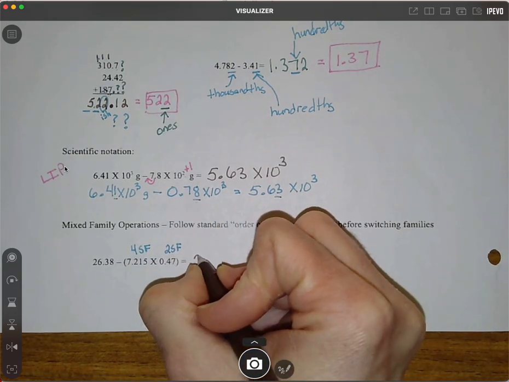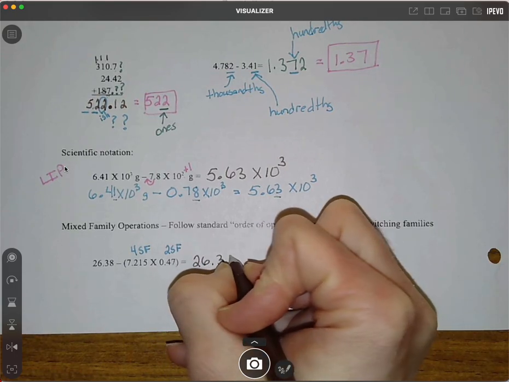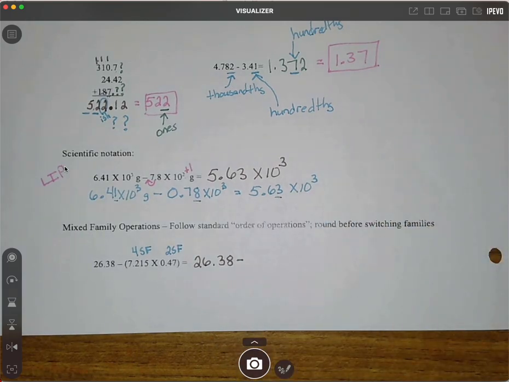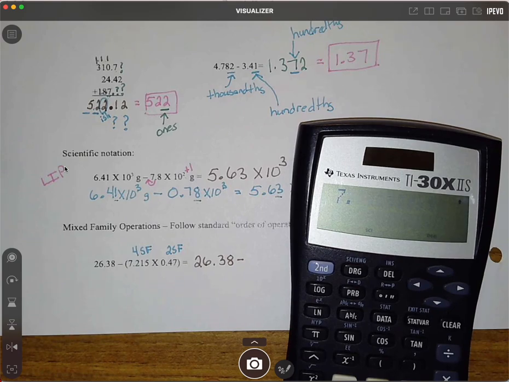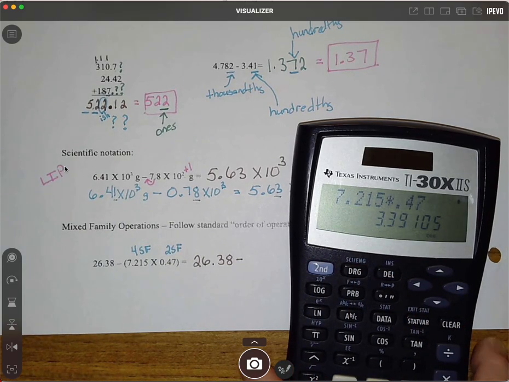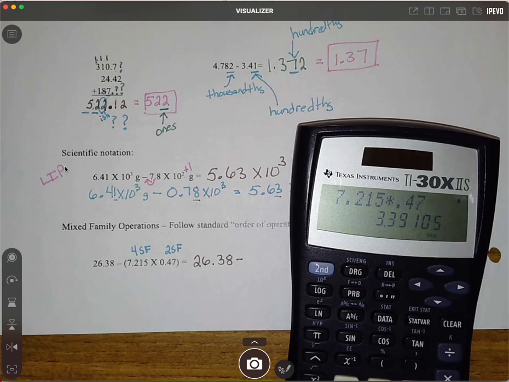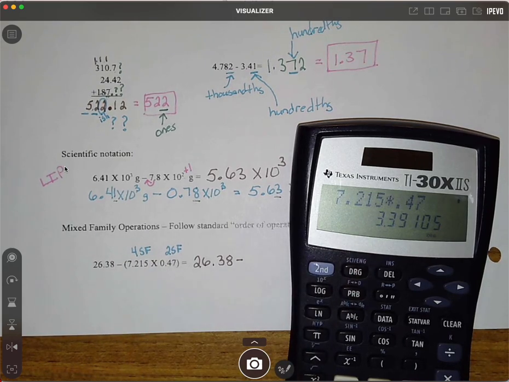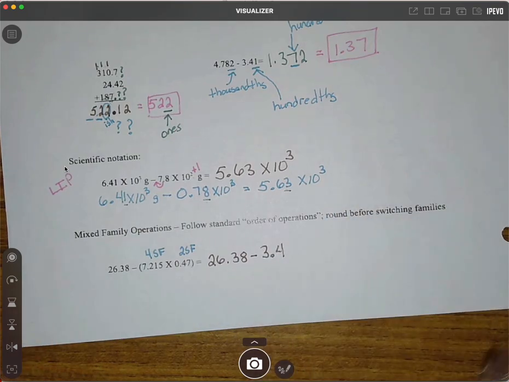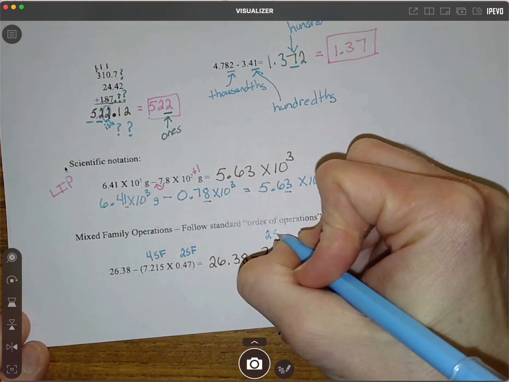So that means I've still got this 26.38 minus whatever I get out of this parentheses. So 7.215 times 0.47 is 3.39105. 4 sig figs, 2 sig figs. I've got to round that thing to 2 significant figures. That's going to round to 3.4, because that has 2 significant figures.